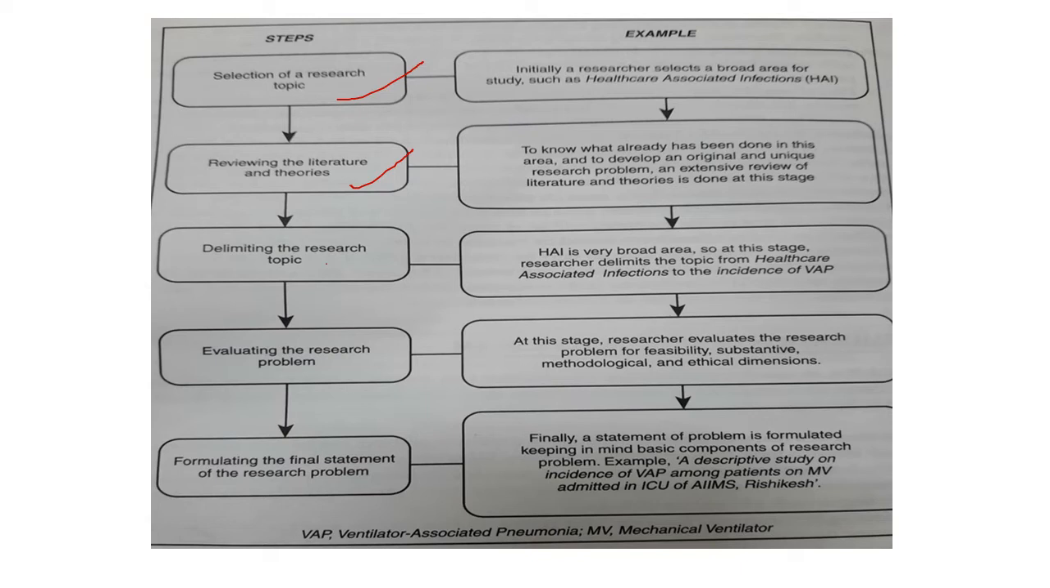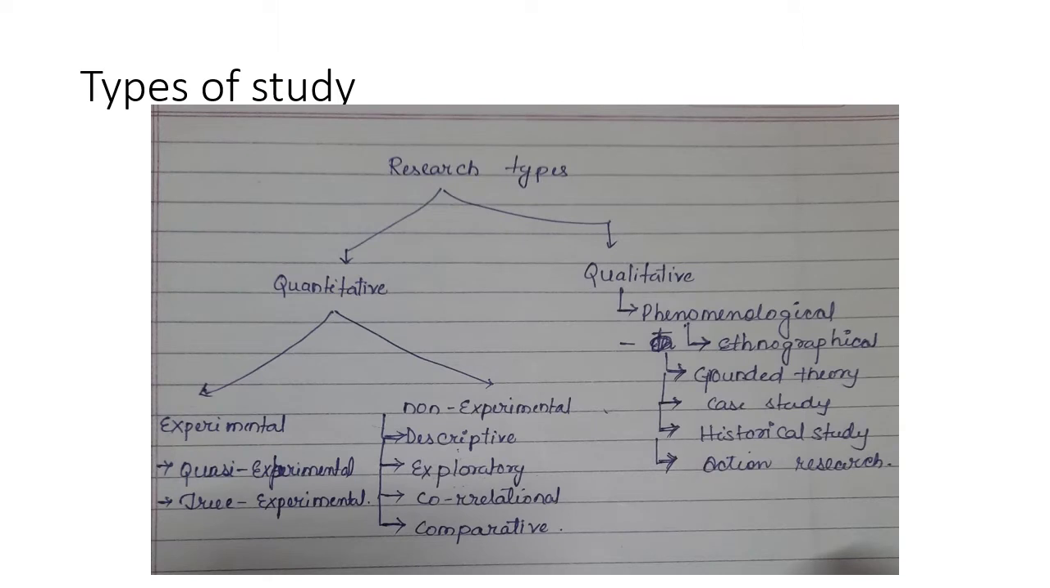Then the third step is delimiting the research topic. What delimiting is, we also discussed in the previous video. The evaluation of the research problem was also discussed in the previous video. At last, after proper evaluation, you finalize the particular problem statement. Now we are going to learn about the components that, as I told you, you have to include in the research problem statement.